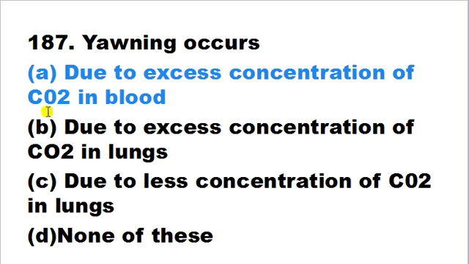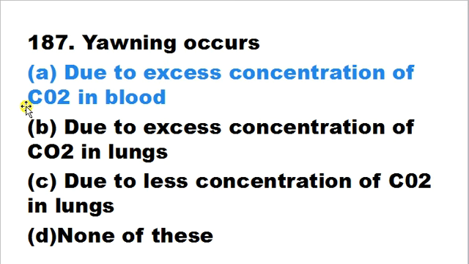जब whenever the carbon dioxide concentration increases in blood, that causes the yawning. It helps us to remove excess amount of CO2 from the blood and inhale maximum amount of oxygen. Yawning से क्या होता है कि maximum amount of oxygen enters inside our lungs and more CO2 is released from the lungs. So this is how yawning occurs. Yawning is also known as उबासी. This occurs due to the excess concentration. जब हमारी बॉडी के अंदर ब्लड के अंदर excess concentration of CO2 बढ़ जाता है.